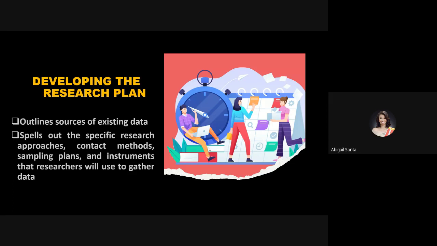Next is spells out the specific research approaches, contact methods, sampling plans, instruments that the researchers will use to gather informations or data. Para lang kayong nagtitesis class when you are developing a research plan. Siyempre, you will identify it muna. Anong gagamitin mong research method? Exploratory ba? Descriptive ba? Causal research ba? So it's up to you. Depende sa kung anong problema ang kailangan mong solusyonan or kailangan mong bigyan ng solusyon.